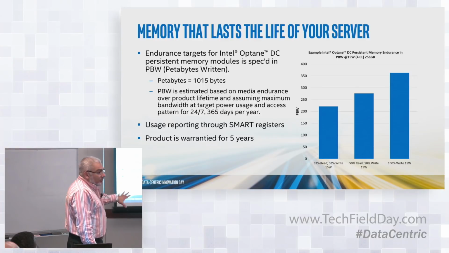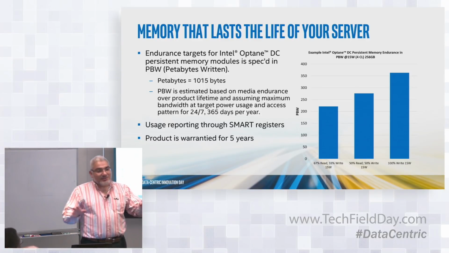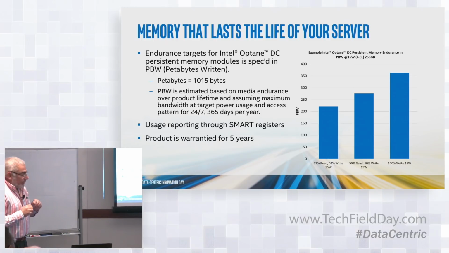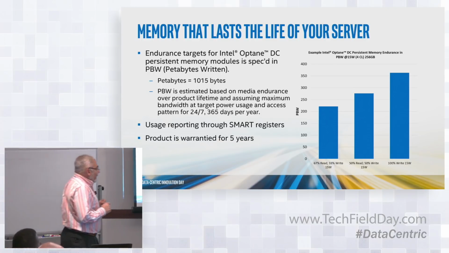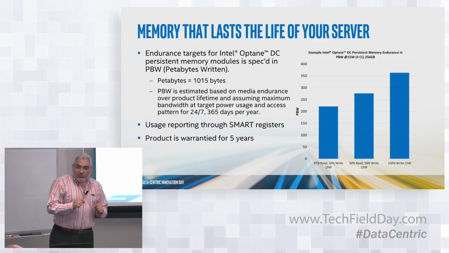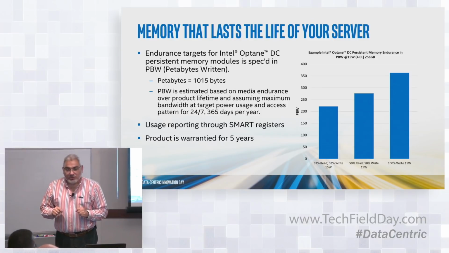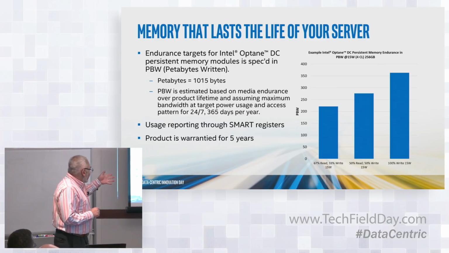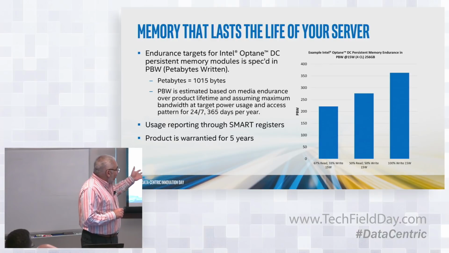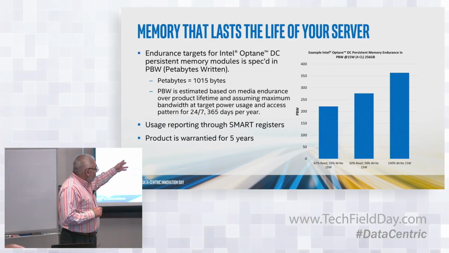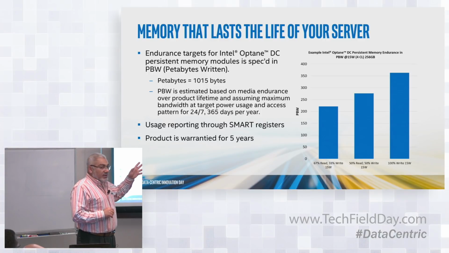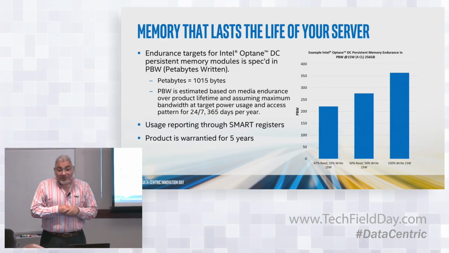So from an endurance point of view, it's the last slide. Apologies, Lily. We decided to use petabytes written as a metric for the endurance of this module. The example that we're giving here is for a 256 gig DIMM at 15 watt using 4 successive cache lines. You can see that you can get between 200 and 370 petabytes written.